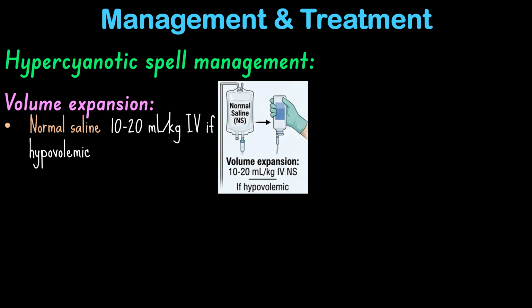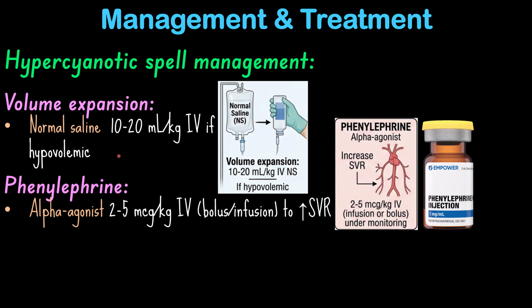If the infant is hypovolemic, give normal saline 10 to 20 milliliters per kilogram intravenously. Phenylephrine, an alpha agonist, increases systemic vascular resistance. The dose is 2 to 5 micrograms per kilogram intravenously as a bolus or infusion, under close monitoring.